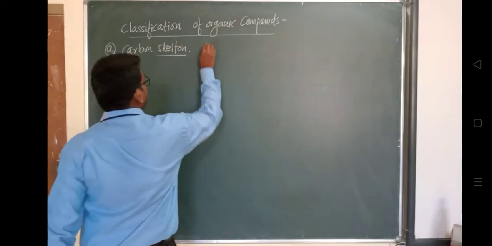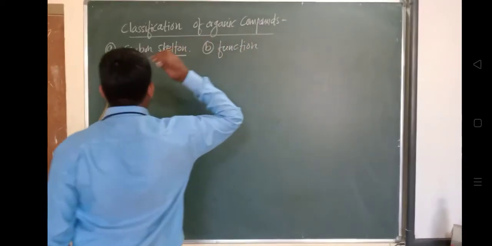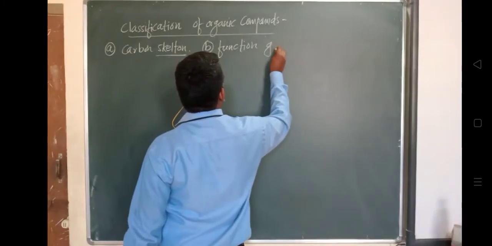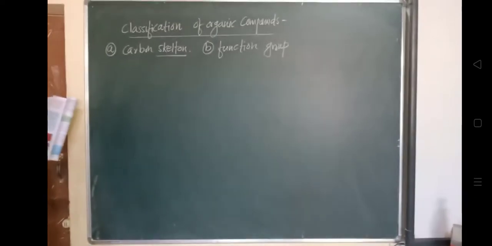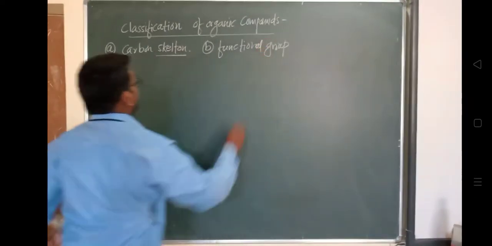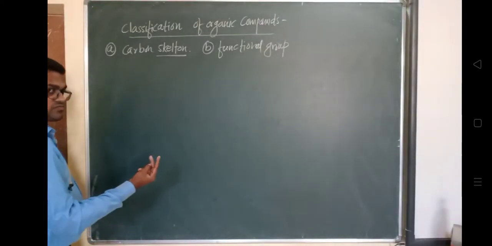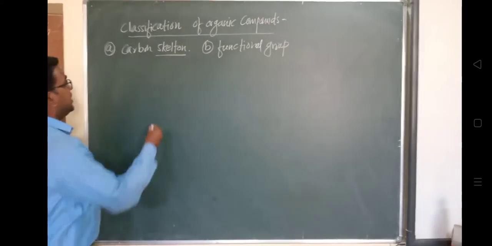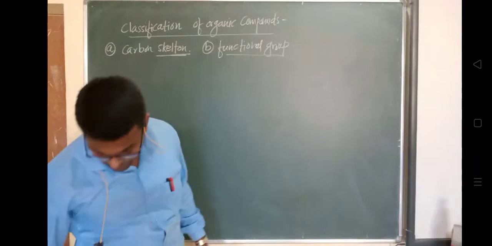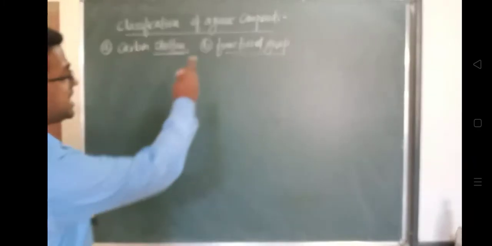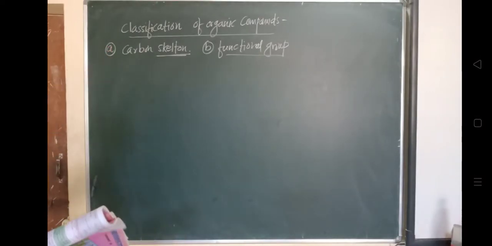We know the different functional groups, like hydroxyl, ketone, alcohol, and so on. We'll see the functional groups once again. So on the basis of two things, the first is the carbon skeleton, how the carbon atoms are arranged in the structure, and the second is the functional group, what kind of functional group that organic compound has. On these two bases the classification of organic compounds is done.